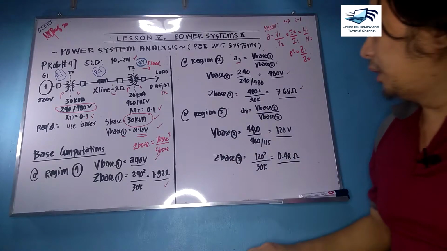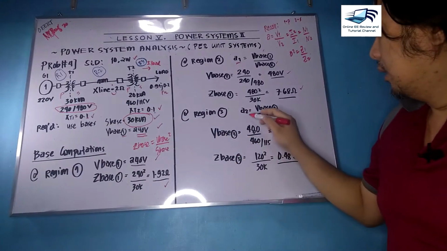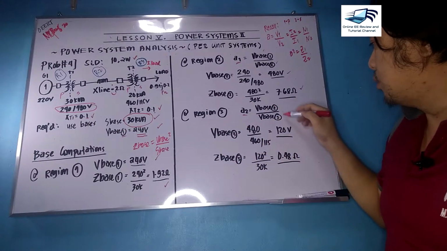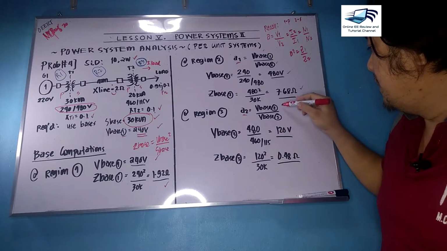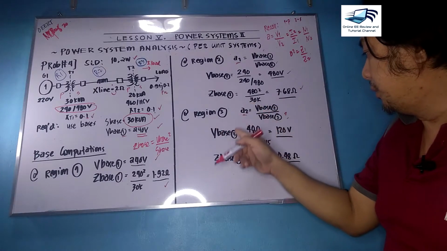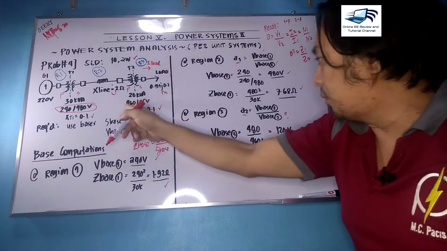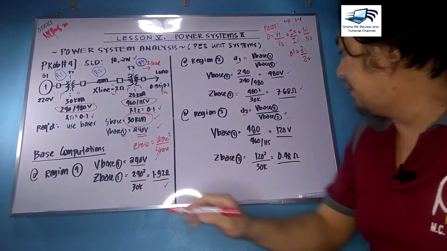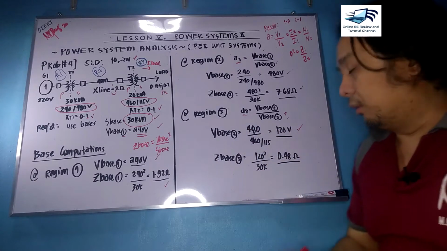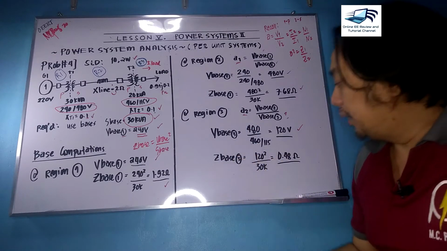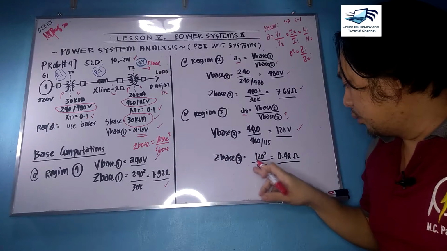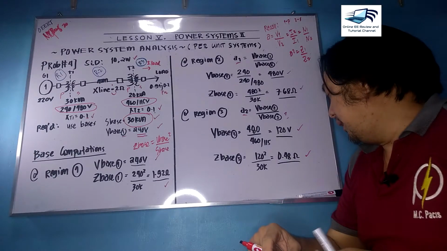Okay, going to region number 3. On the third region, your transformation ratio a is equal to V base 2 over V base 3. We already have V base 2, so V base 3 we do not know. Rearranging the equation, V base 3, your a2 is 460 over 115, and you have 480 now. By calculating, you have 120 volt. And then you can now get Z base 3 by having V base squared over S base. So you have 120 squared over 30 kVA, you have 0.48 ohms.